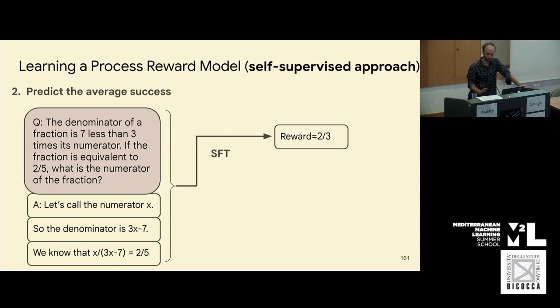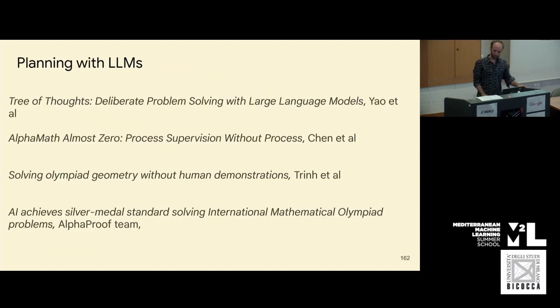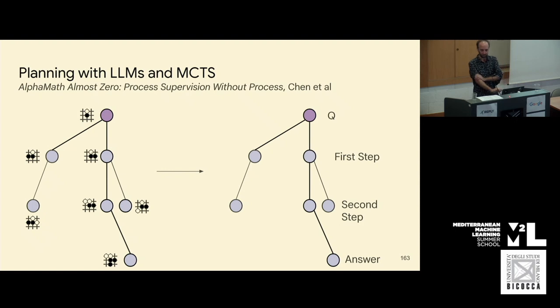OK, so now I'm going to talk briefly, before concluding, about planning with LLMs. There are a bunch of papers on this topic, but this is largely unexplored territory. So how do we do planning with LLMs and MCTS? I'll present a simplified version of this paper, Alpha Math Almost Zero. In spite of the name, it's not a DeepMind paper. I think it's from Baidu.